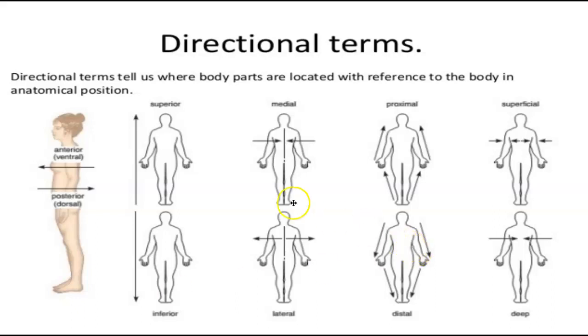Then you have your medial line, which is the midline. It runs right down the middle of the body and breaks the body into two halves, right and left. Lateral is going to be the same thing, but from the back side, it's referring to the right and left sides. Proximal means closest to the point of attachment, and distal means furthest away from the point of attachment. And then you have superficial referring to tissue depth and deep referring to tissue depth.